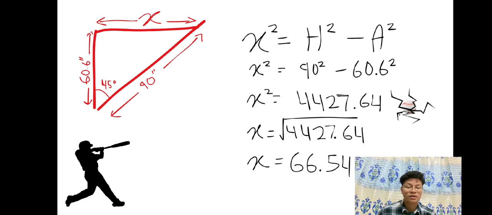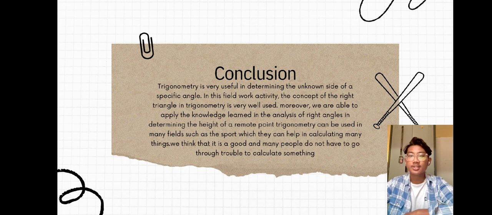So, x squared equals hypotenuse squared minus adjacent squared. We're going to put the numbers in and it will become x squared equals 90 squared minus 60.6 squared. We calculate the right hand side first and it will become 4427.64. After that, we move the power of 2 to the right hand side and it will become the square root. We calculate this, and after that we get 66.54.